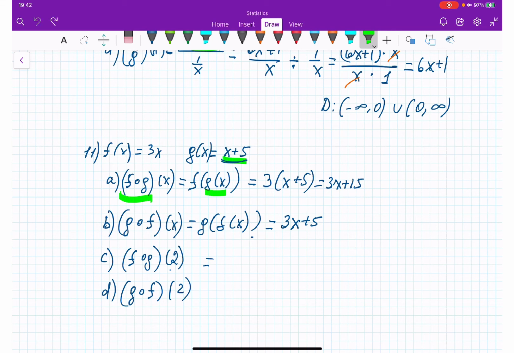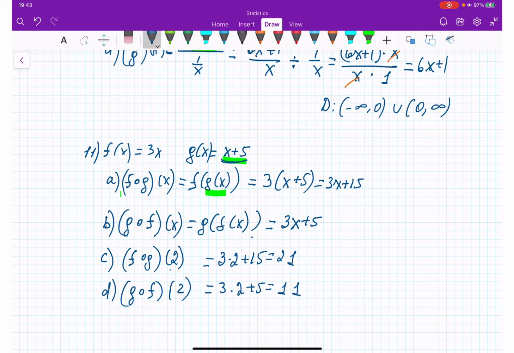Therefore, I'm going to write down: instead of 3x plus 15, instead of x, I'm plugging 2. This is 3x plus 15, right? So 3 times 2 plus 15. So 6 plus 15 is 21. And the composition g with f is this result. Now I'm going to plug this 2 into 3x plus 5, which is going to be 11.